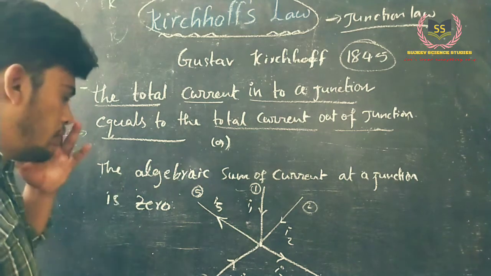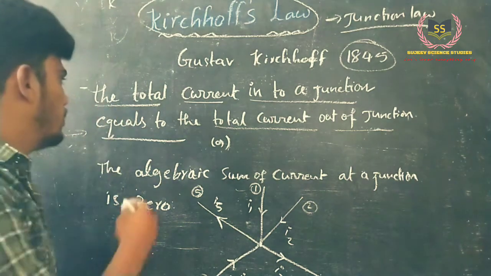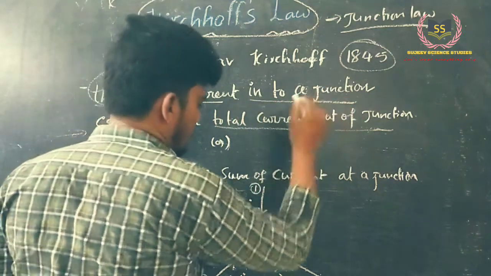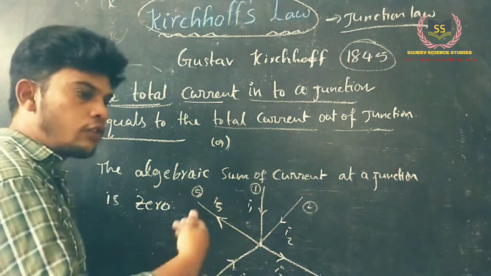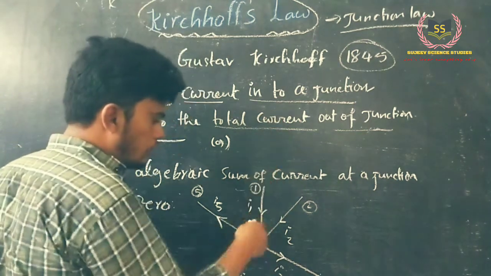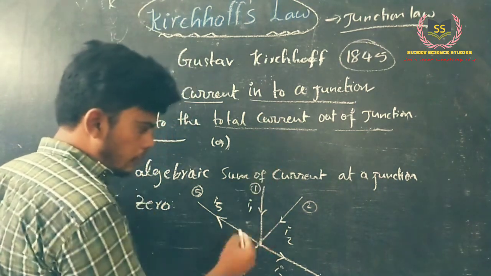According to this picture, I would like to explain this law. Look at here, the total current into the junction. So the total means we are doing total plus addition. So what is the total current that goes into the junction? Tell me from the picture.